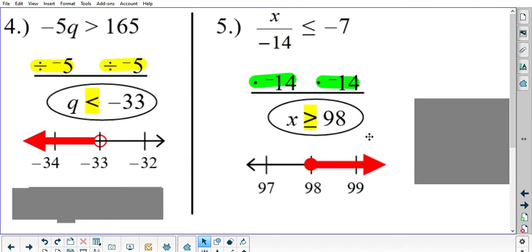We are going to need to have a closed filled in dot at 98 because it had the equal to part on the inequality symbol, and then we're going to shade to the right because the x was greater than or equal to the 98, and that would take you to the right of the 98.